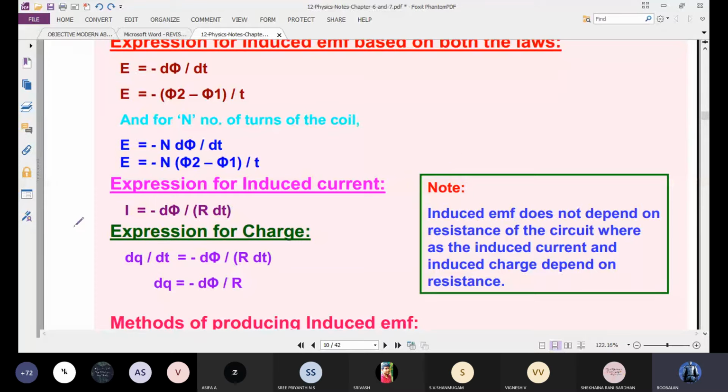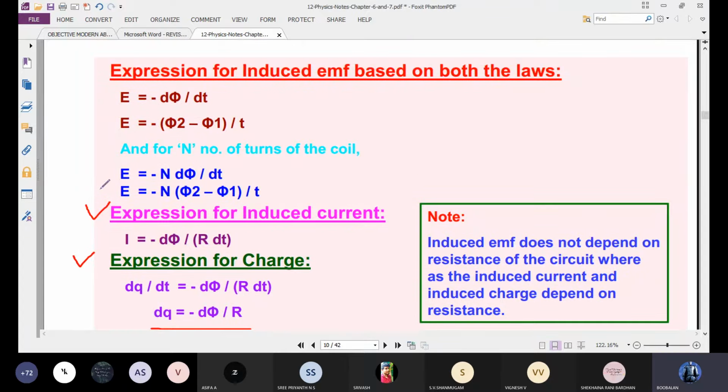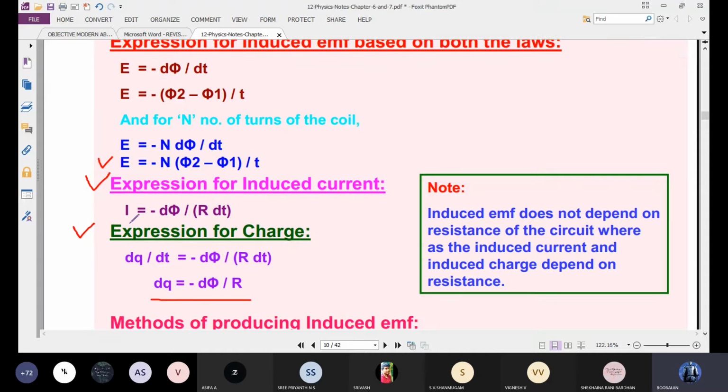This is the expression for charge, finding the Q value: Q equals minus dΦ by R. Finding the current value: I equals minus dΦ by R dt. For N number of coils, it is minus N dΦ by dt. This is the expression for induced EMF. Please note down the formulas.